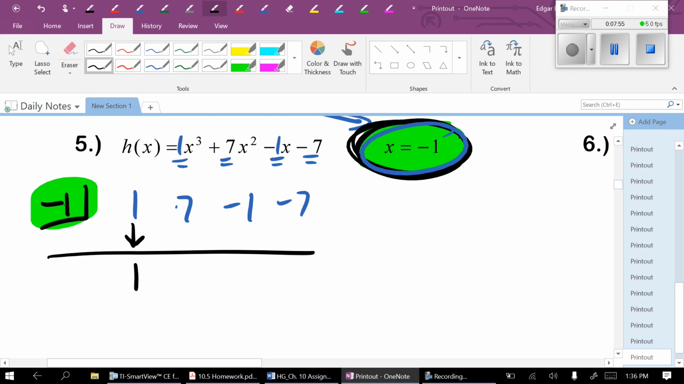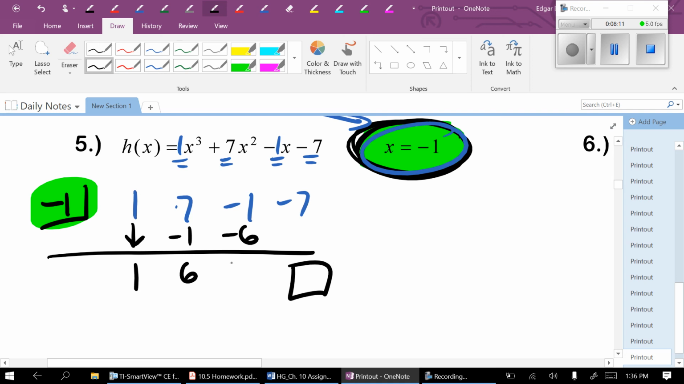So this is negative 1 times 1 is negative 1. Add 7 plus negative 1, we get 6. Negative 1 times 6 is negative 6. Oh, forgot to box my last one.